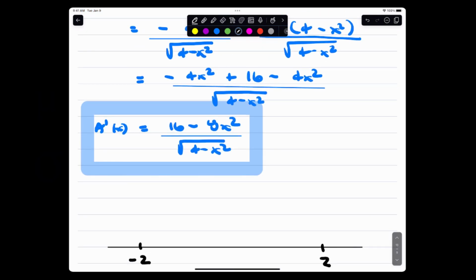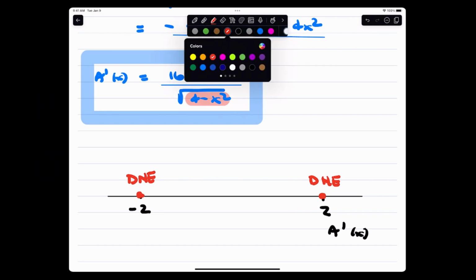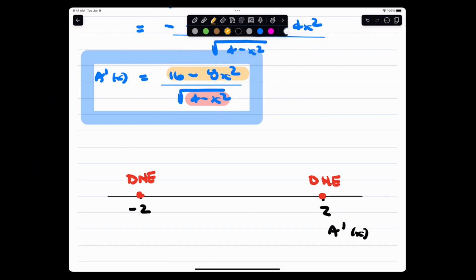Now, what am I going to say here? I'm going to say at negative 2 and positive 2, what do we know? The first derivative does not exist. Does anybody know why? Don't you set the denominator equal to 0? So if that square root of 4 minus x squared is 0, what that means is 4 minus x squared is 0. It means x is plus or minus 2. That derivative does not exist there. But what about the numerator?